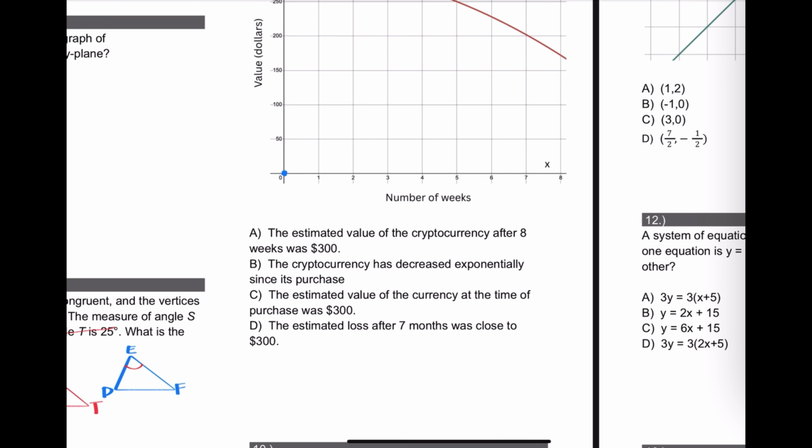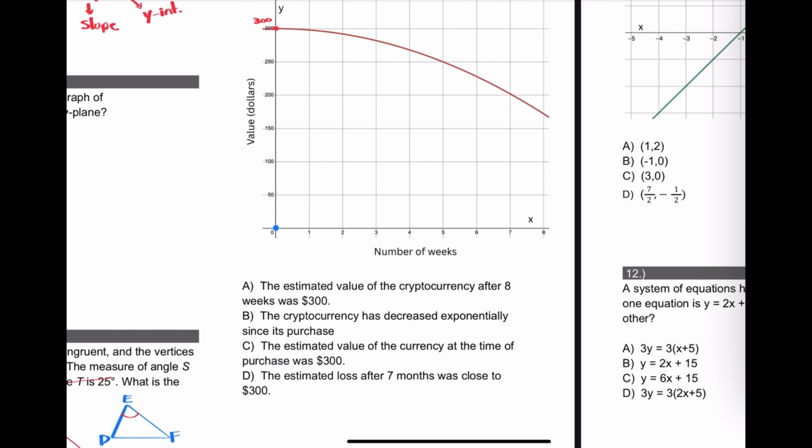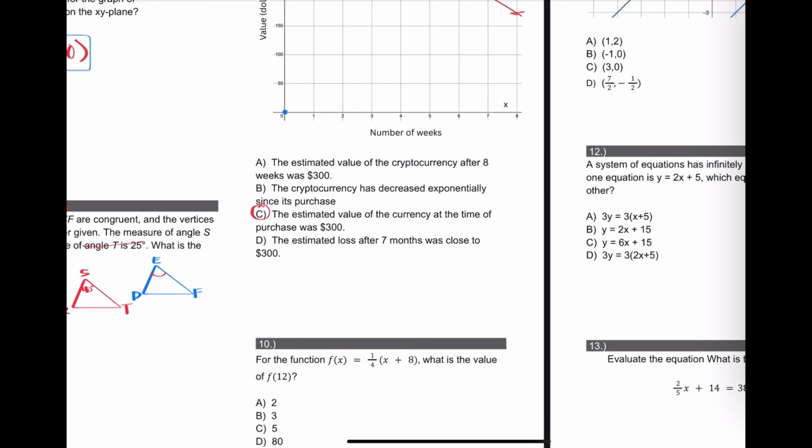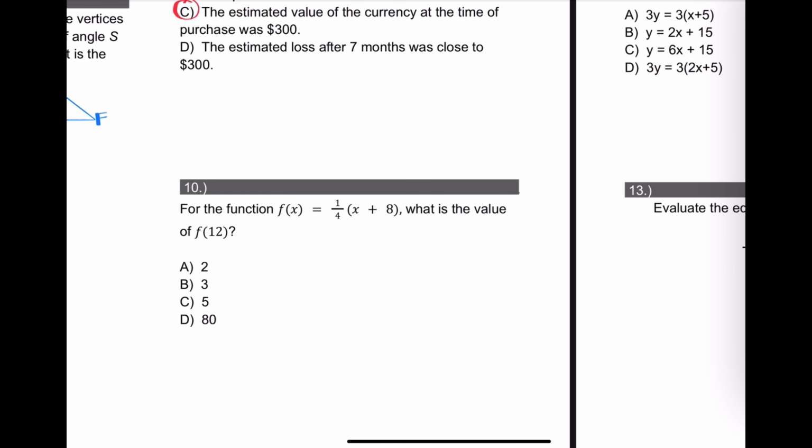A says the estimated value of the cryptocurrency after 8 weeks is $300. That's not true. After 8 weeks would be right there, which is about 170 or so. B says the cryptocurrency has decreased exponentially since its purchase. That's true, but that's not what the question is asking. C says the estimated value of the currency at the time of purchase was $300. That is exactly what we're looking for. And then D is irrelevant. C answers our question.